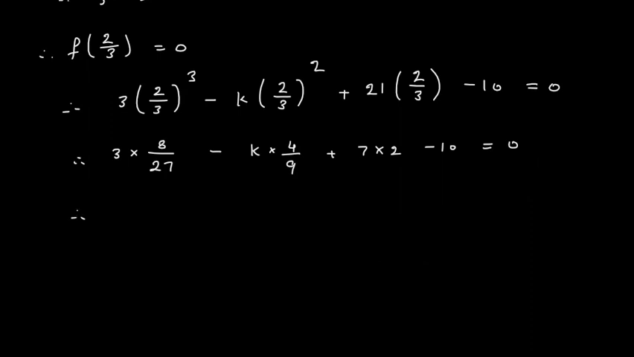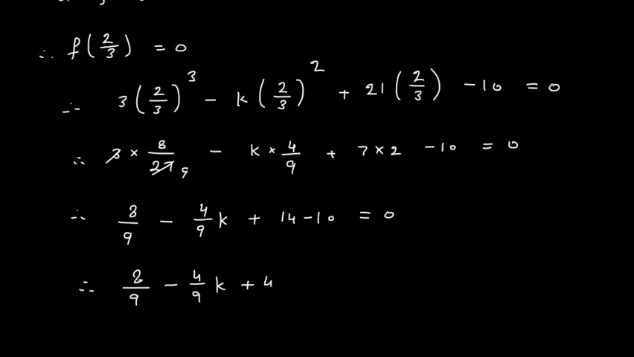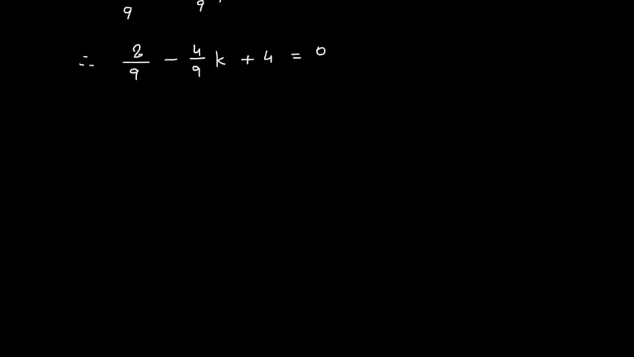Now therefore here 3 9s are 27, so this is 8 upon 9 minus this is 4 upon 9 times k plus this is 14 minus 10 is equal to 0. So therefore this 8 upon 9 minus 4 upon 9k plus 4 is equal to 0. I will move this minus 4 upon 9k to the right side. So therefore I have 8 upon 9 plus 4 is equal to 4k upon 9.